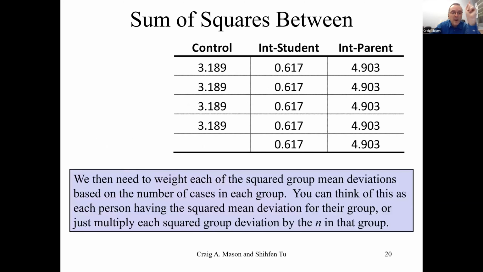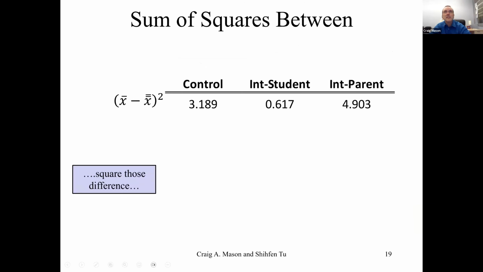And this is where people lose points, because they calculate these three numbers and they'll say, oh, my sum of squares between is just this plus this plus this. I'm done. There's my sum of squares between. No, no, no, no, no. You have to remember, these are part of every person's score. So you have to take the 3.189 and use it for every person in the control group.